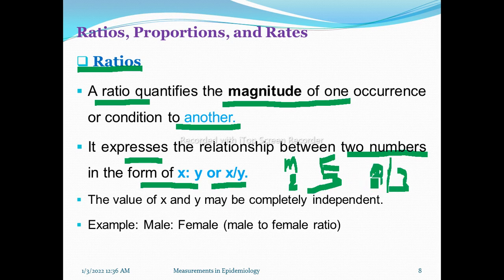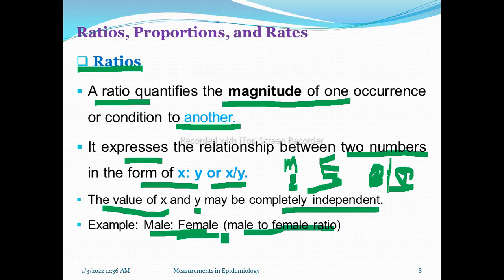So this compares males to females, meaning we compare the value of males to the value of females. The value of x and the value of y may be completely independent. This means x and y values, or male and female values, are independent. Males are one independent group and females are another independent group. That means the male to female ratio is independent. The male number and female number are independent.